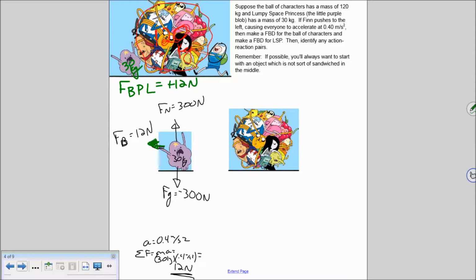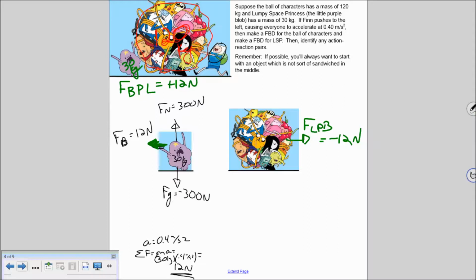That's going to be one of our two forces in our reaction pair, right? Okay? Now, the other object in my action-reaction pair is the ball. So if my action is the force of the ball pushing Lumpy Space Princess, the reaction is going to be the force of Lumpy Space Princess pushing the ball, right? And that's got to be negative 12 newtons, right? Okay? So what other forces have we got?